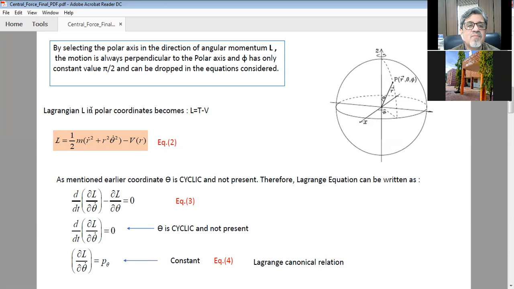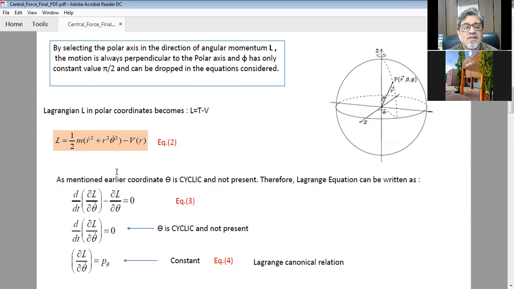Now, the Lagrangian in the polar coordinate system can be written as L, the Lagrangian, equals kinetic energy T minus V. We know this definition very well. Because we have taken phi as a constant value and dropped it, only theta and r are there in the Lagrangian. So the Lagrangian in polar coordinates can be written like this. This represents the kinetic energy term. This represents the potential energy term. We name it equation number 2.